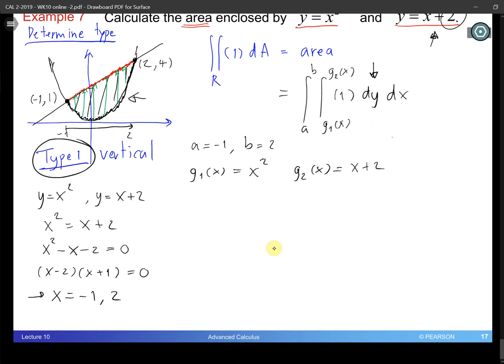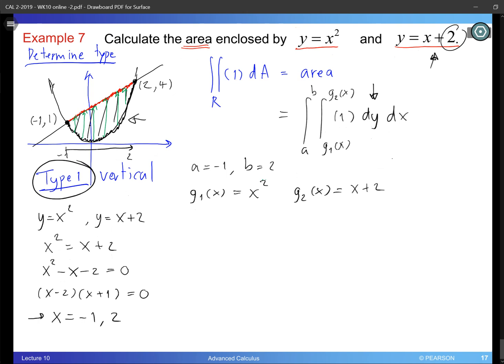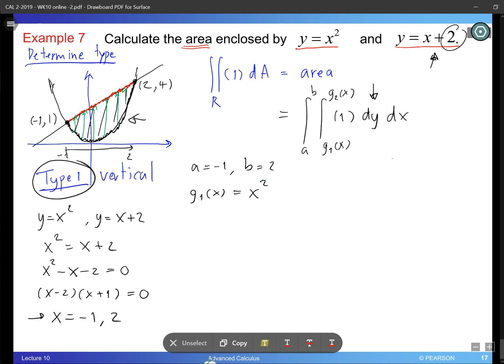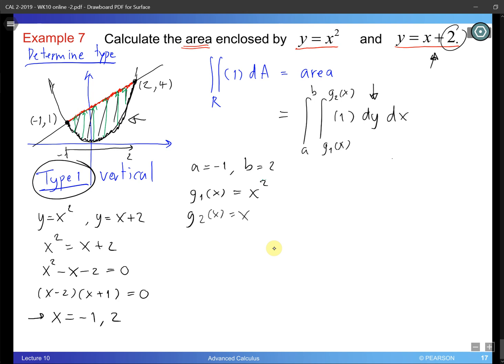Okay, I need to save some space, so let me put this right here. g2(x) equal to x plus 2.